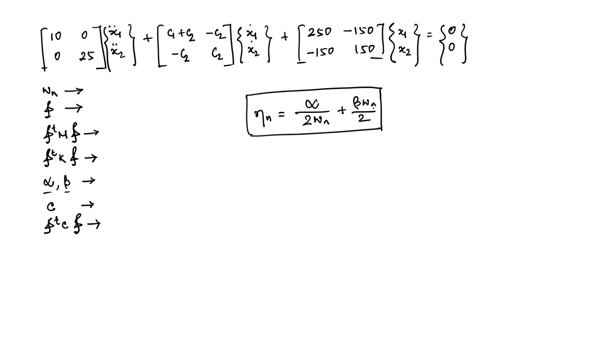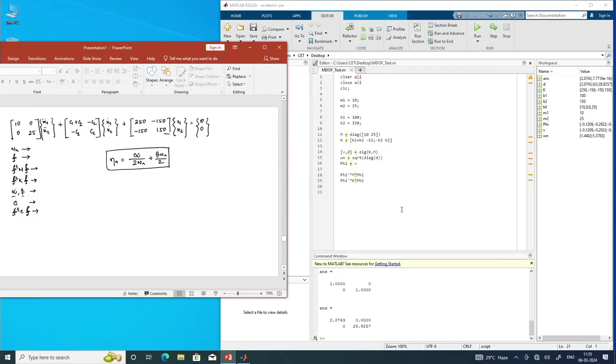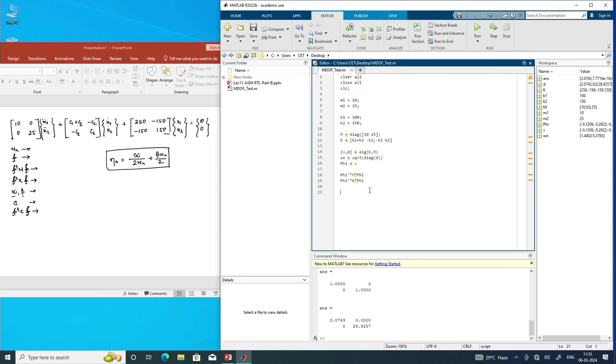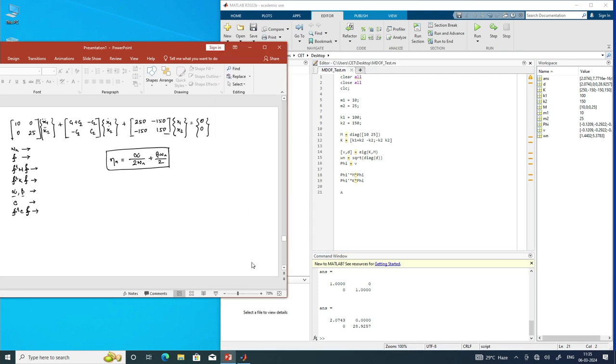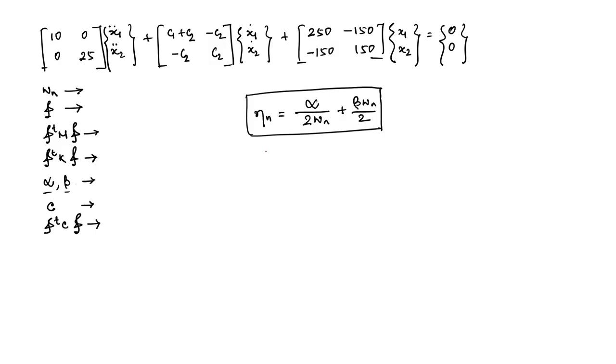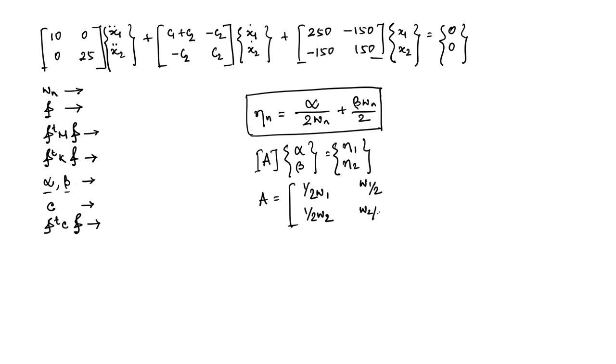So, we use this expression and then we will develop the simultaneous equation. So, what we have here is, we have to write this equation into a matrix times alpha beta and then eta 1 eta 2. So, this will be the format. What is this A matrix? You can easily tell that this is 1 by twice omega 1, then omega 1 by 2, then 1 by twice omega 2, and omega 2 by 2. So, that is the matrix we have to define and then we will solve it.